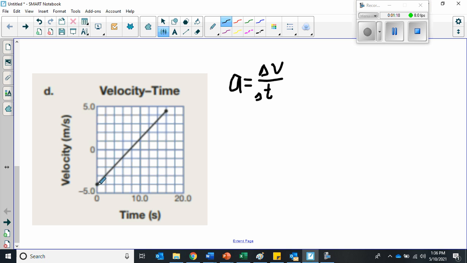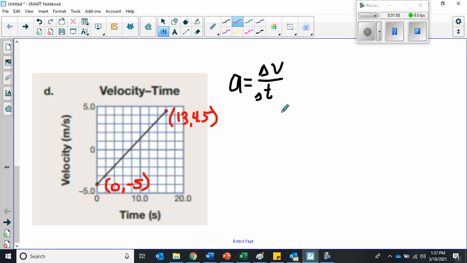We're going to choose 2 points. I'm going to choose this point right here because it's clearly marked, and this point right here because it's clearly marked. So what I have is 0 and -5. Next, I have over here 13 as my time. And I'm right in the middle here, I'm just going to go 4.5.